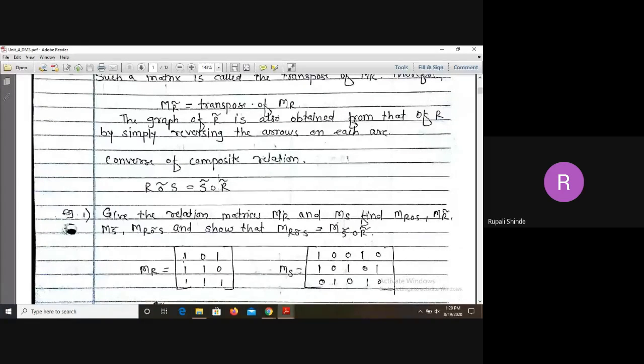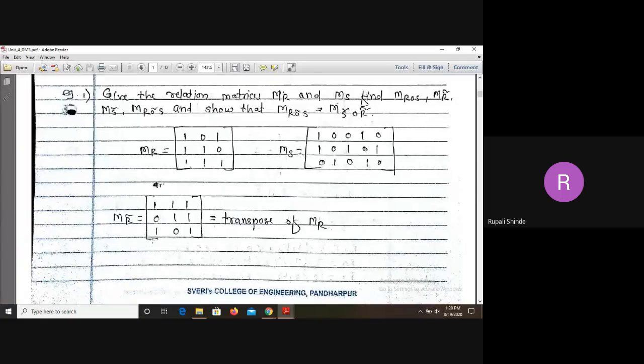Now take 101 as the first column, then 110 is the second row in M of R. So we consider this as the second column in M of R converse, that is 110. And 111 is the third row, which we consider as the third column in M of R converse. So this is the way to obtain M of R converse if M of R is given. We just interchanged rows and columns. Have you understood?